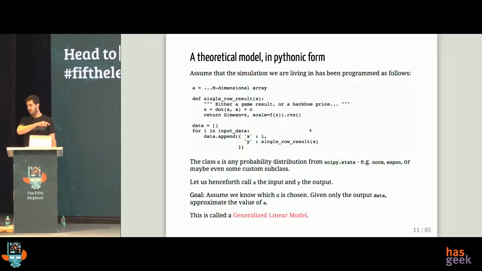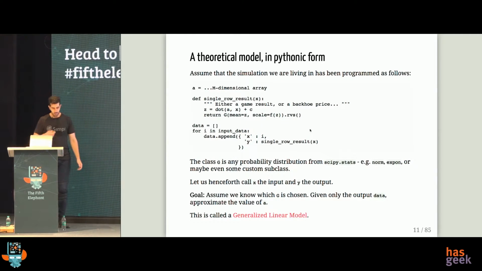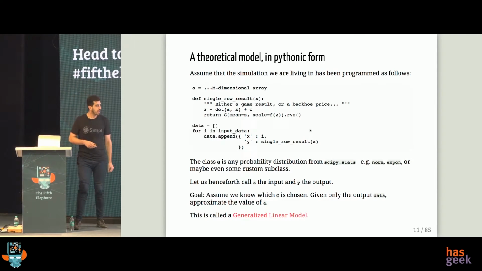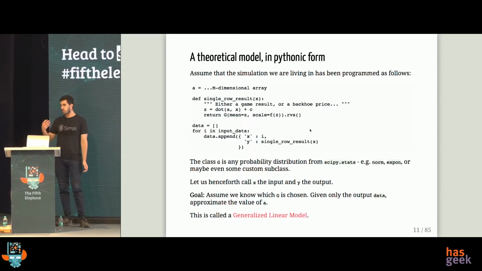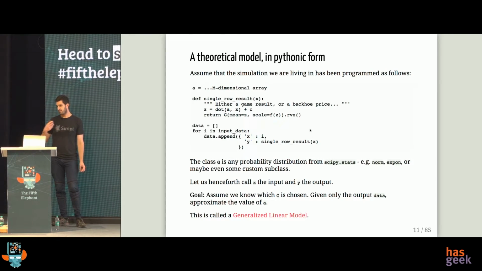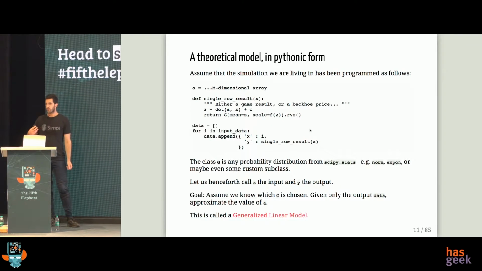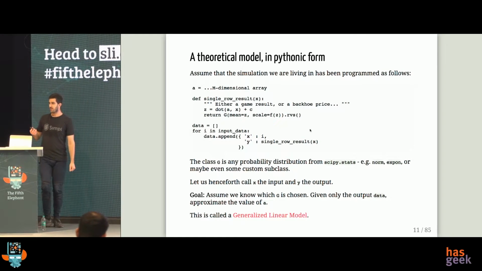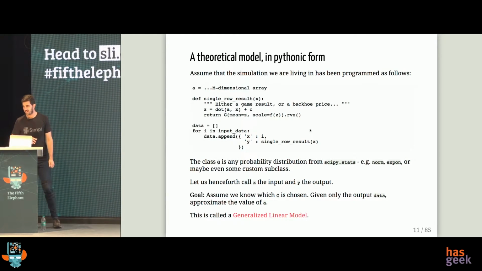So just for the sake of notation and to move us forward, I'm going to always call x the input and y will be the output. So if you ever see x and y on the slides, I should be consistent with them. And so our goal is, assuming we knew the probability distribution that the simulation chooses, we can find A and then use A to predict Y. So this is, by the way, called a generalized linear model. It's a different thing from a general linear model. You can look on Wikipedia for the distinction. It's very confusing terminology.